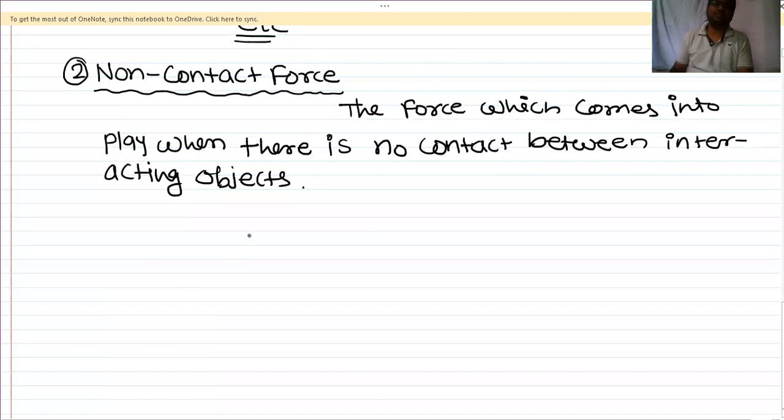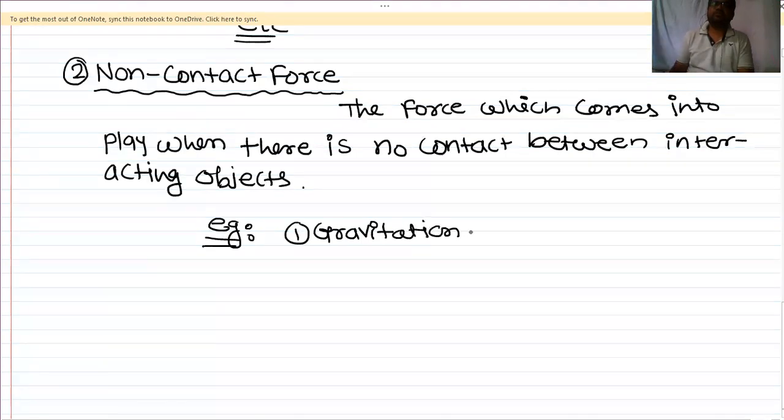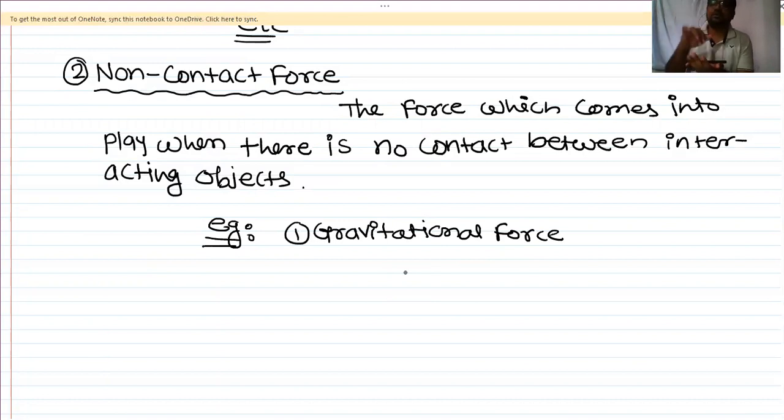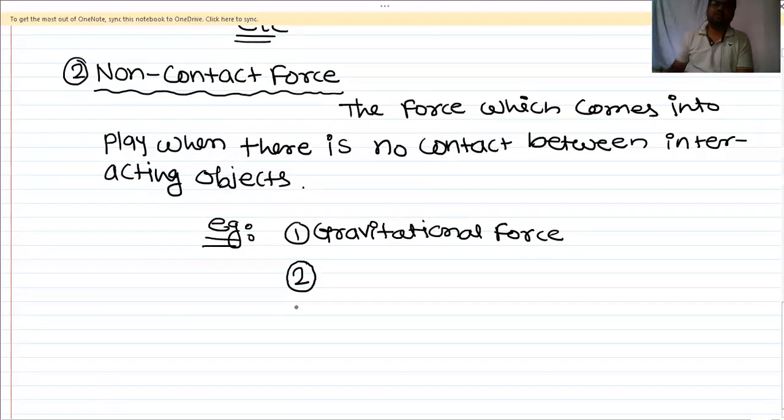And what are the examples of non-contact force? Examples of non-contact force, you can write the gravitational force, right? So gravitational force, if I release this object, right, what will happen? It will fall down. Why? Because there is a gravitational force on this object due to the earth, right? So this is the gravitational force which we have, that is the non-contact force. As there is no contact between the object and the earth, then too it will experience a force, that is the non-contact force, we can say.